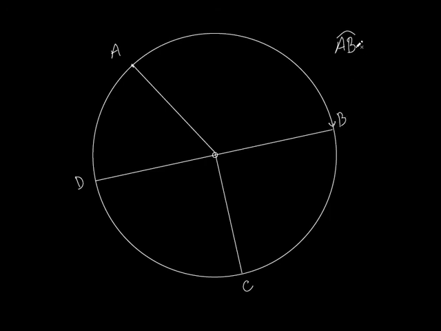So how do I know which arc I'm talking about? Am I talking about this little arc right here, or am I talking about this big arc all the way around? How do I know? You can't just look at it and see. What if I wanted to talk about this arc from A in this direction to B? You have to include another point. Exactly. You got to include another point.